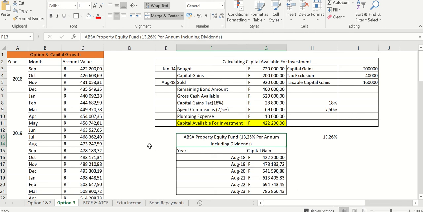In general, the reason why I went for the Absa Property Equity Fund is because it's quite a diversified equity fund with some property companies with offshore exposure, which really helps under these current economic environments.